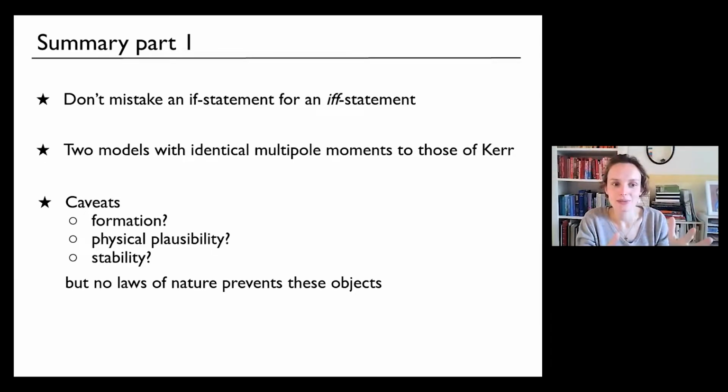And we should just be very, very careful whenever we make a statement about what we see in our data and what we conclude about what the source is. Right? So if I see a gravitational wave source with multipole moments equal to those of the Kerr spacetime, I am also very happy to say, well, most likely it is a Kerr black hole and not one of these objects that I just showed you. But in order to make that statement, one should add extra physical conditions and make these assumptions very explicit.